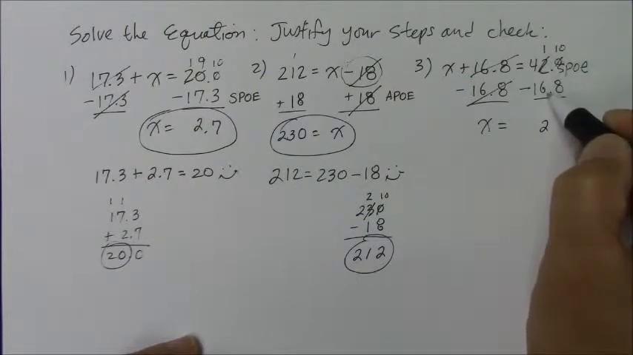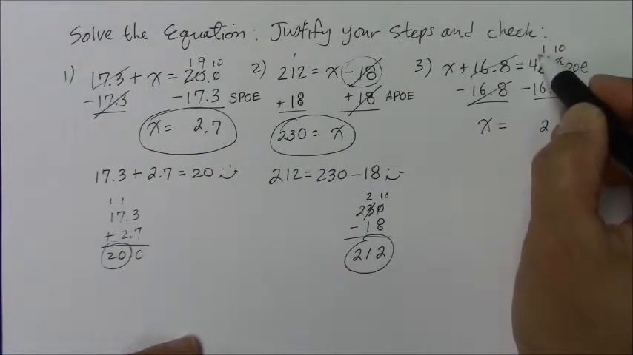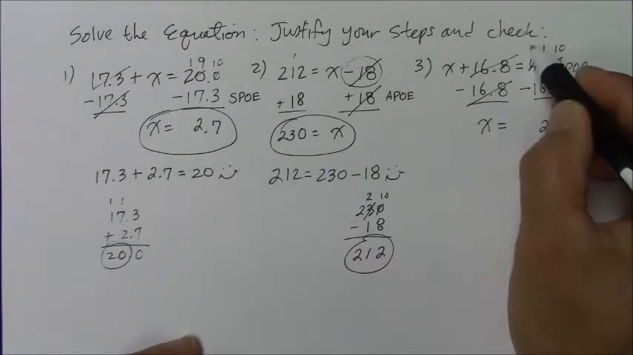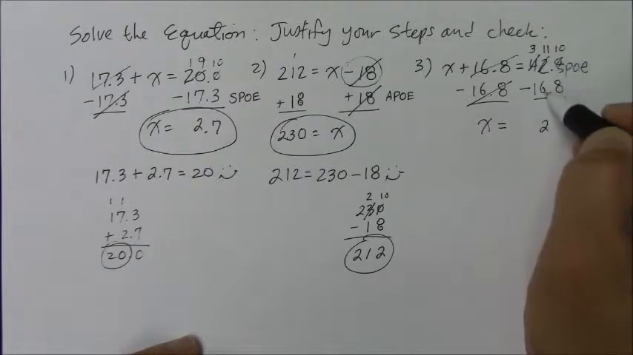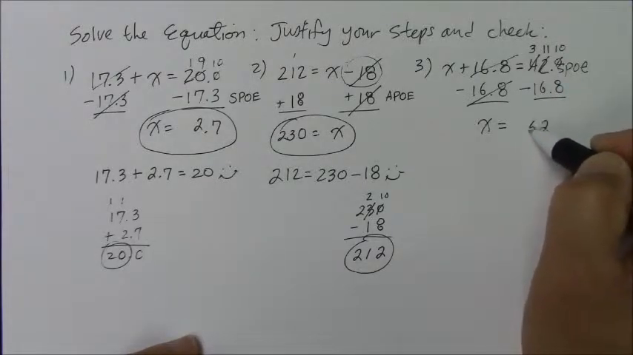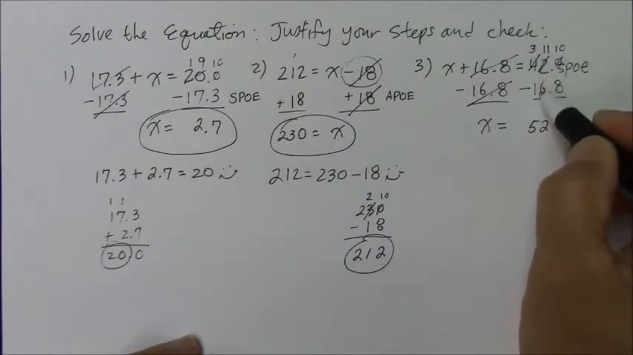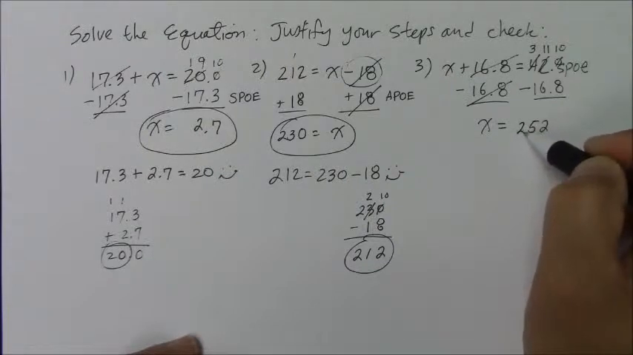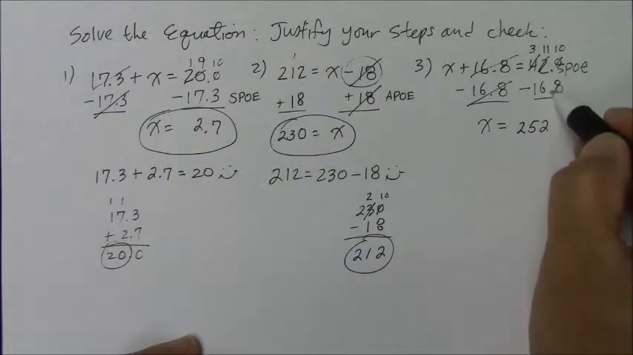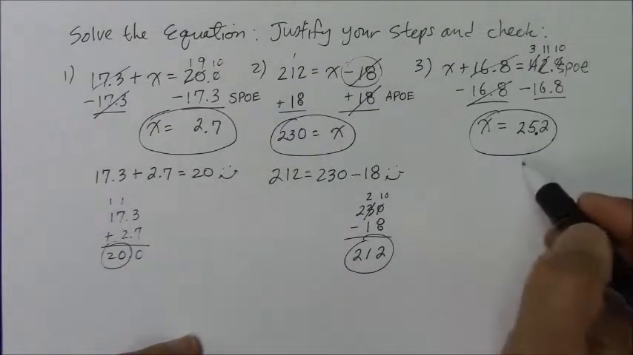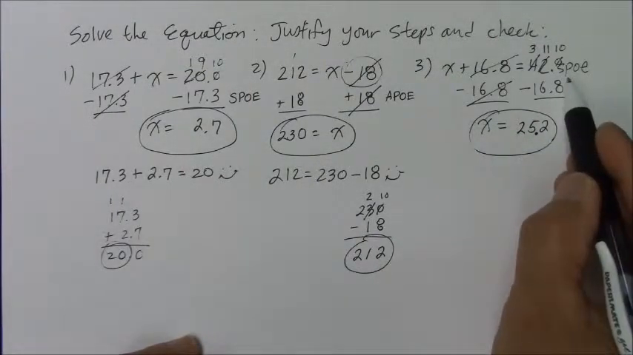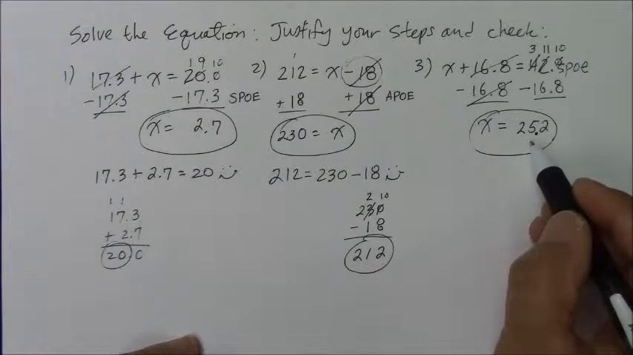1 minus 6? No can do. So borrow a whole from a 4, so that becomes 3. And since we borrowed the 10s, 10 plus 1 is now 11. 11 minus 6 is 5. And 3 minus 1 is 2. And right there was a decimal, 25.2. That's my answer. And I justified it. Subtraction property of equality. How do I check to see if this is correct?